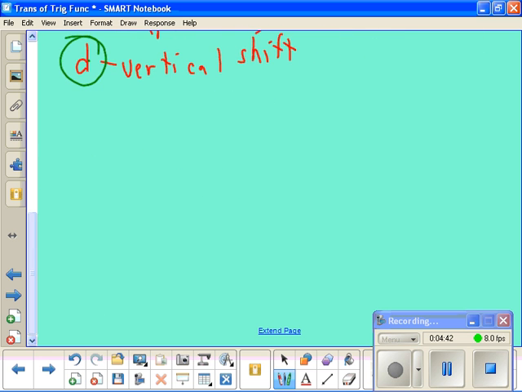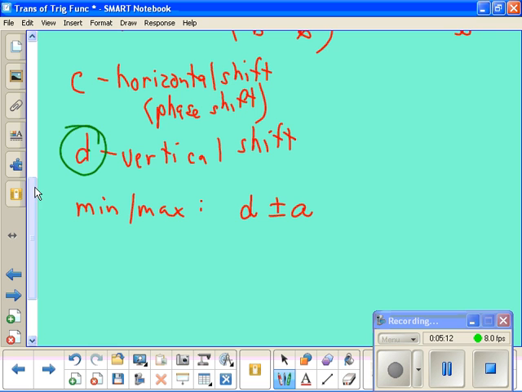Something that's not really listed here that you get a common question about all the time is minimum and maximum. To find the minimum and the maximum, you simply take the d, the vertical shift, plus or minus the amplitude. If you go d plus the amplitude, that gives you your maximum. D minus the amplitude gives you your minimum. So you can easily find maximum and minimum from that information as well. Vertical shift is also representative of the principal axis: y equals d is the principal axis.